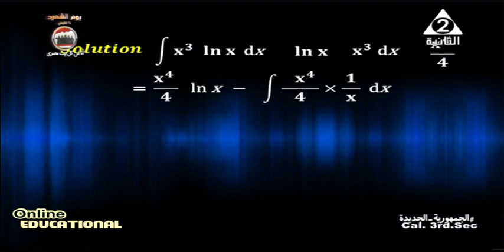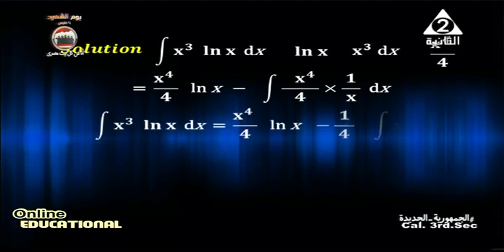Then the integration equals x power 4 over 4 ln x minus integration x power 4 over 4 times 1 over x dx. Then integration of x power 3 ln x dx equals x power 4 over 4 ln x minus quarter integration x power 3 dx. What is the integration of x power 3 dx? Yes, x power 4 over 4, or quarter x power 4.